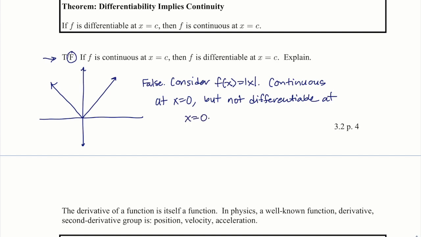So something with a sharp corner is an easier thing to think about. Another example could be the function cube root of x. That one's not quite as obvious, but cube root of x has a vertical tangent line at x equals 0. It's steeper and steeper the closer we get to 0. So that function is continuous at 0, but not differentiable because of that vertical tangent line. But absolute value of x is the easiest one to use, I think, as a counterexample.